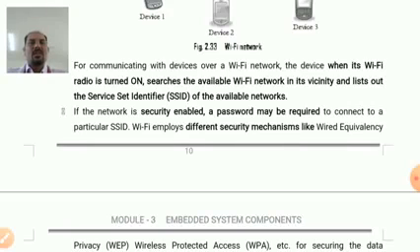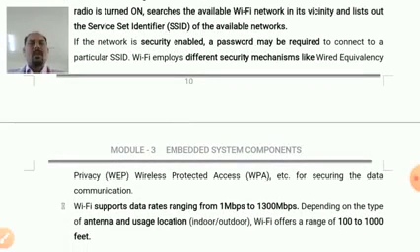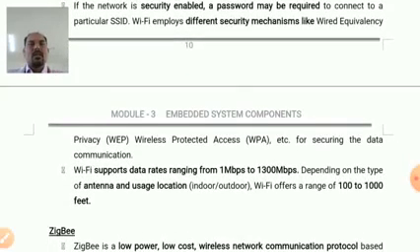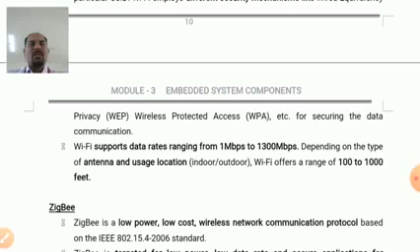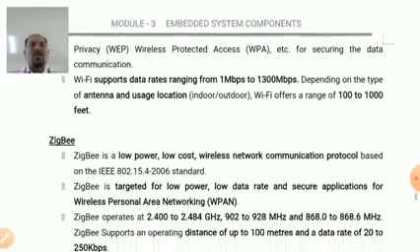It employs different security mechanisms like Wired Equivalent Privacy and Wi-Fi Protected Access. It supports data rates ranging from 1 megabit per second to 1300 megabits per second. Depending on the type of antenna and usage location, it offers a distance of 100 to 1000 feet.